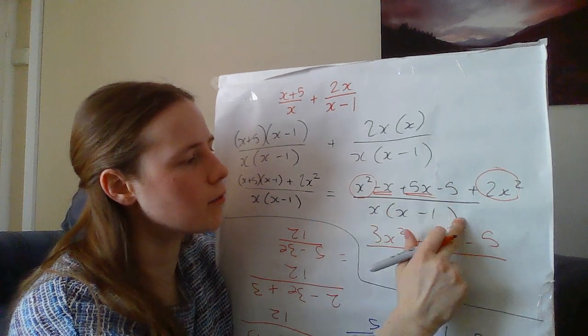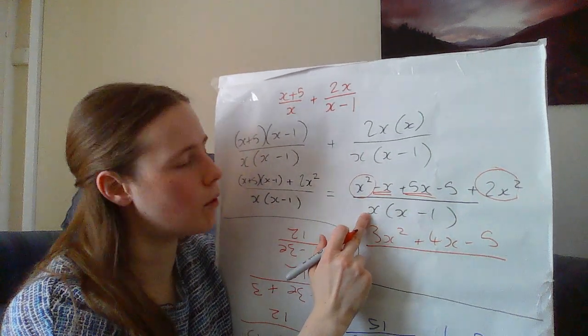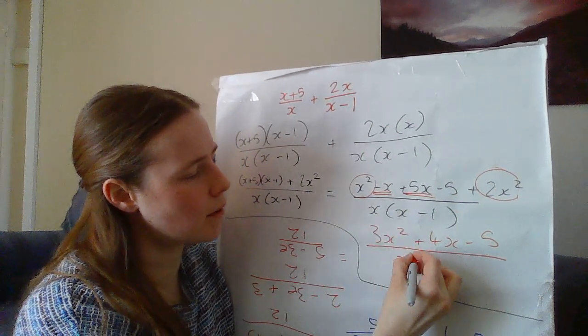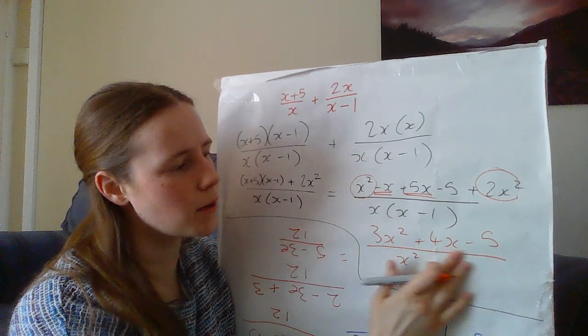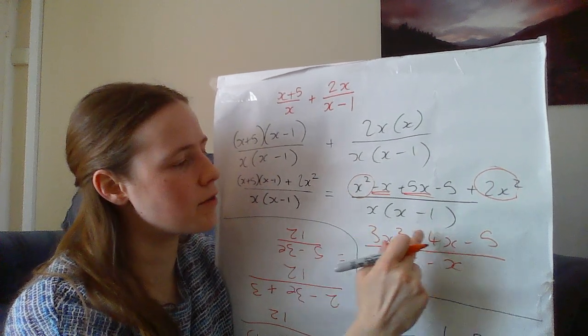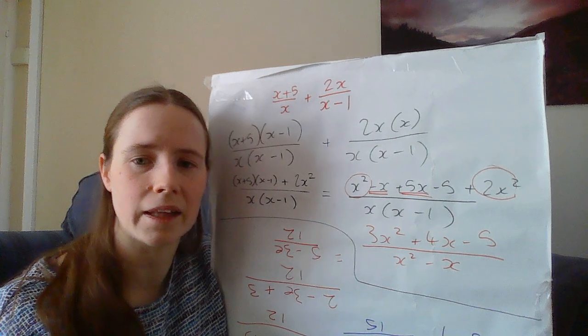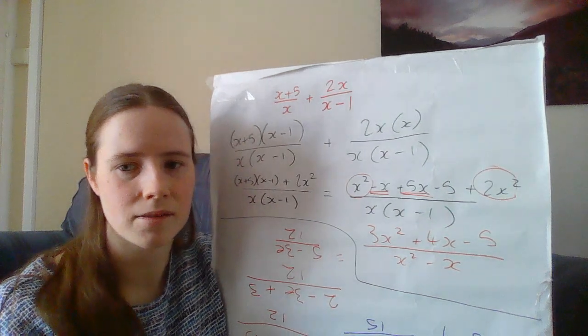All over, either write it in bracket form, or if I expand it out, x squared minus x. Can't do any simplifying there because I'd need every single bit to divide by something and they don't, so I leave it as it is.